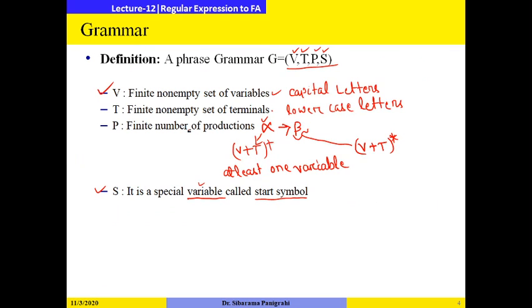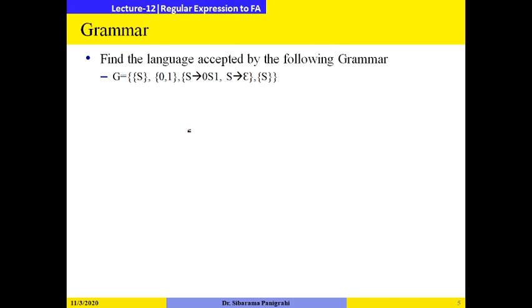Now let me go through some small examples so that you can easily understand what is happening in this. The first one is, find the language accepted by the following grammar. Language, as I have already told you, is nothing but a set of strings. So what is a string? A string is nothing but a finite concatenation of symbols, or here you can say the terminals.